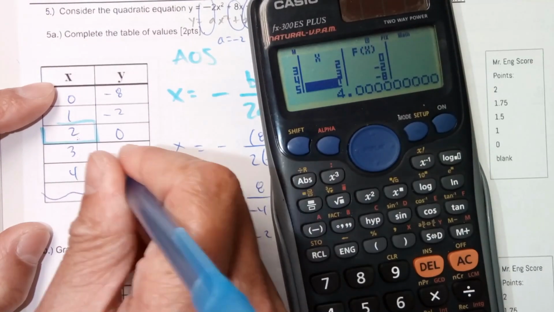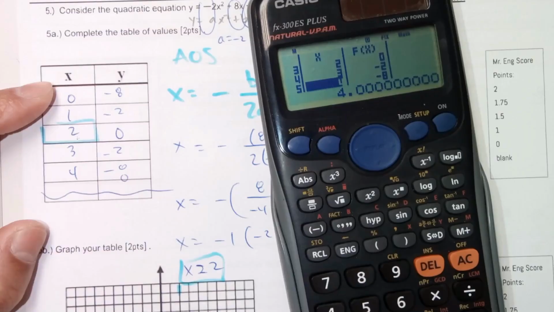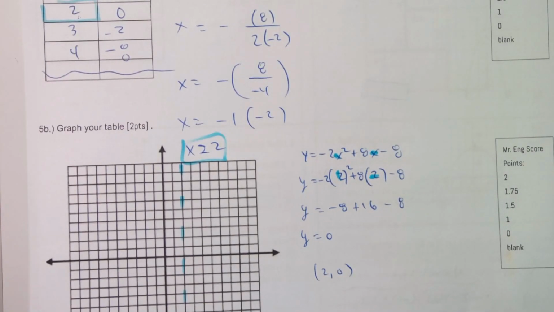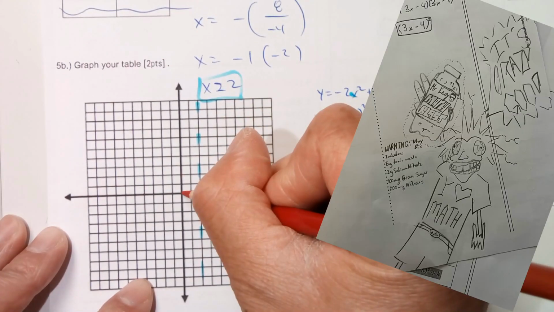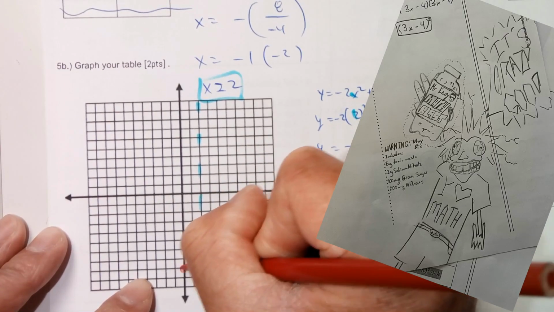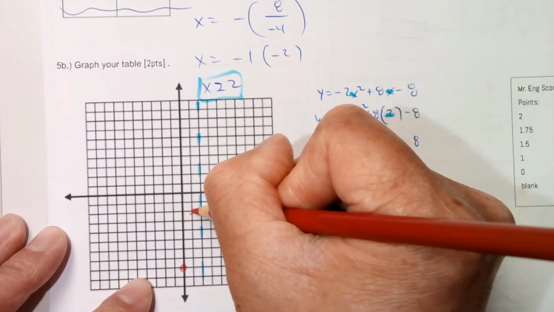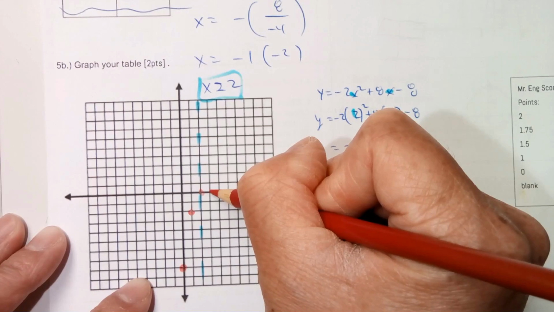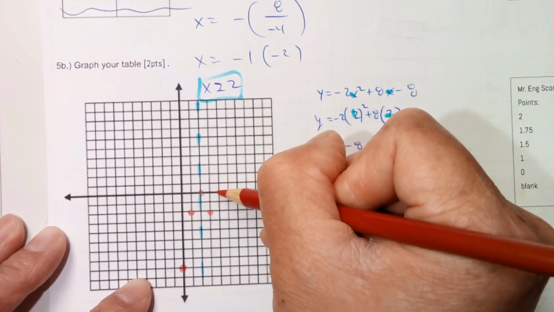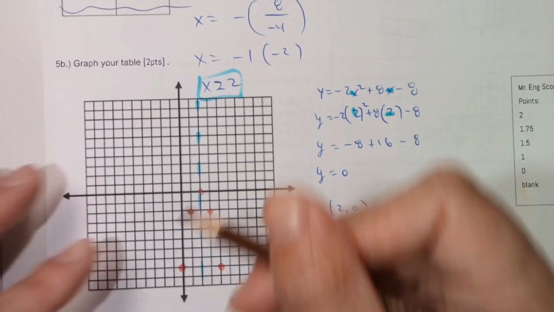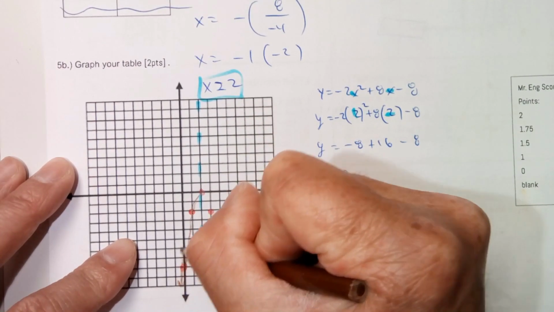So let's graph those. Zero, -8. 2, 3, 4, 5, 6, 7, 8. Right 1, down 2. Right 2 and stay. Right 3, down 2. And then right 4, down 8. So there's my graph.